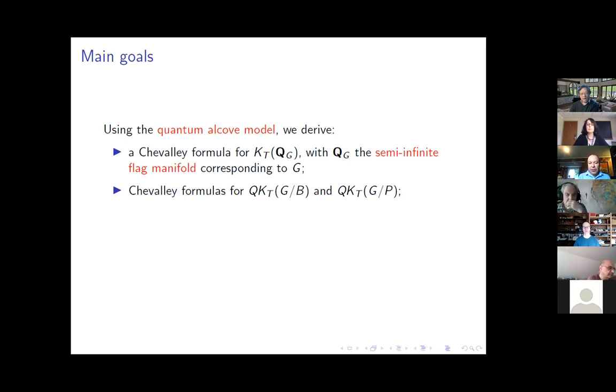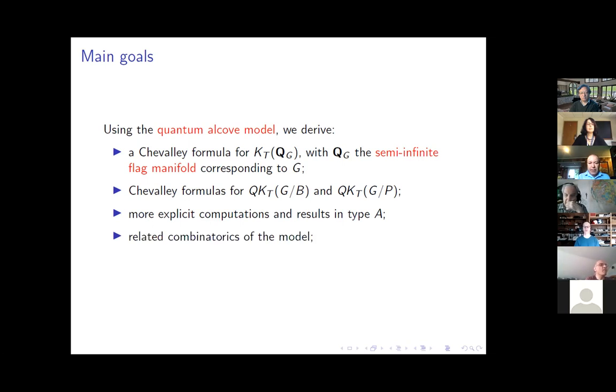Then we'll come back to the finite flag manifold G mod B and also to the partial flag manifold G mod P, P being a parabolic subgroup. But now we'll look at the quantum K theory, also T-equivariant. And then we'll see how the results in terms of the alcove model, quantum alcove model, lead to very explicit computations and results in type A and hopefully also in other classical types. We can give even more explicit results derived from the uniform results for arbitrary Lie type in terms of the quantum alcove model.